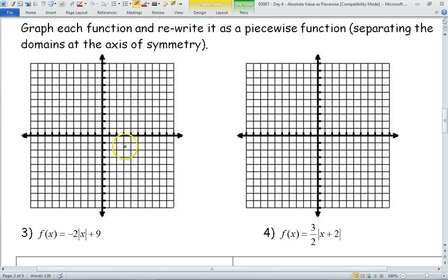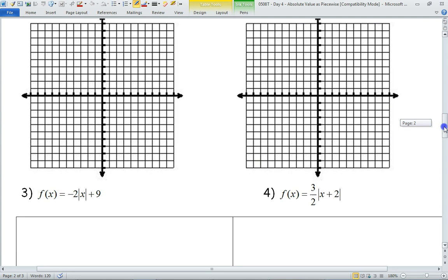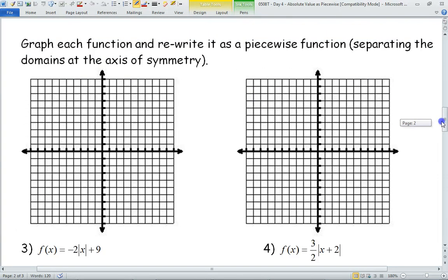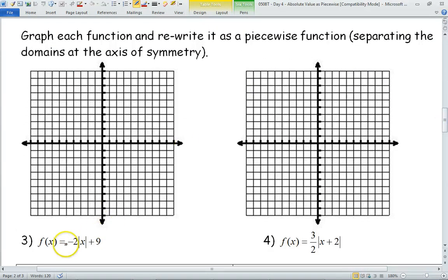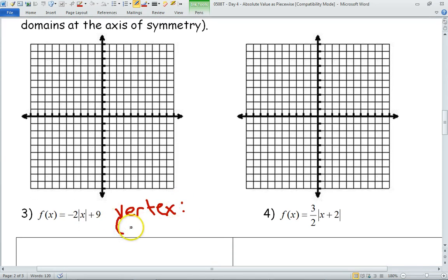Okay, hopefully the video got paused long enough for you to do problem number 3. I'm just going to go through it relatively quickly, because you should just be checking your work right now. So when you graphed problem number 3, your first step should have been to figure out what the vertex was. The vertex for number 3 should be 0, 9. There's nothing in there with the x. That's why it's just a 0. Then the plus 9. That's why it's 9.